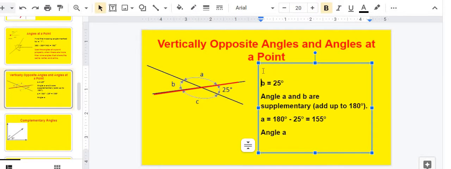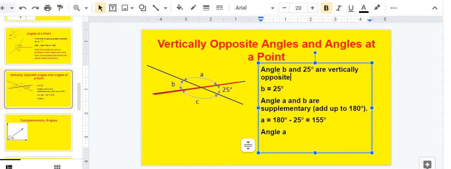Okay, you should also notice that to find angle C, angle A and C are vertically opposite. I forgot to state my reason up here. Angle B and the 25-degree angle are vertically opposite angles. And vertically opposite angles are equal.